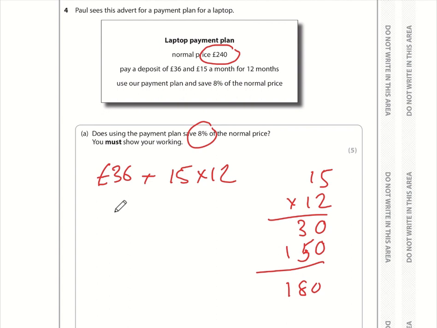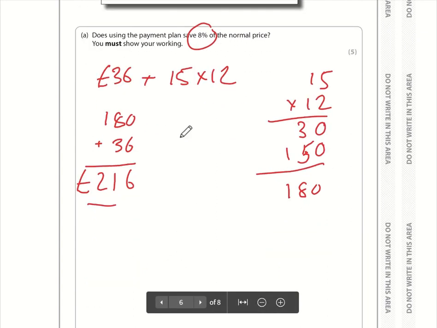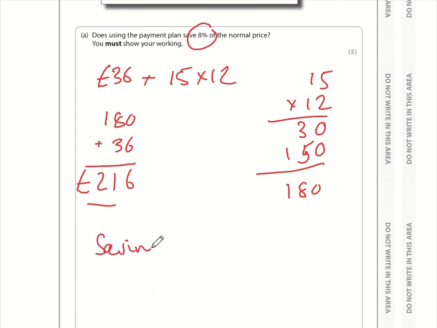So it's £36 plus 180, so 180 plus the 36 is £216. So if you use the plan, it's £216. So therefore the saving is going to be 240 take away £216, which is £24.